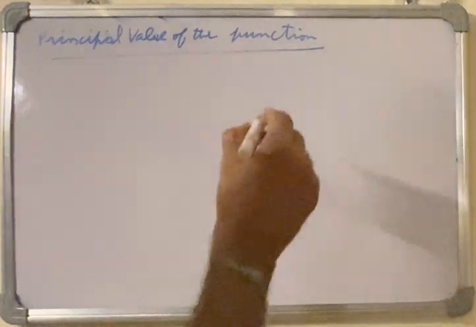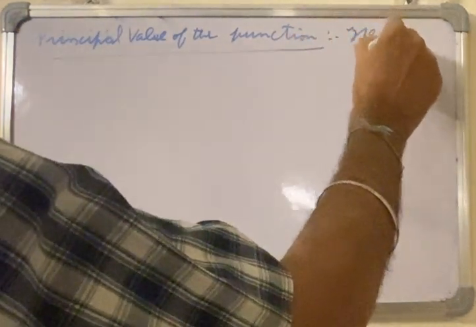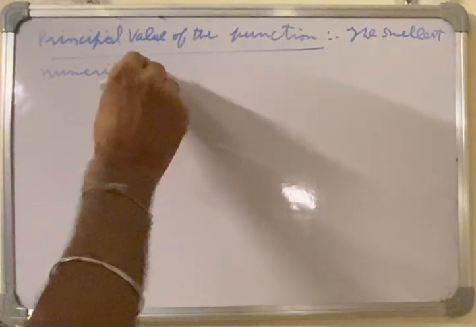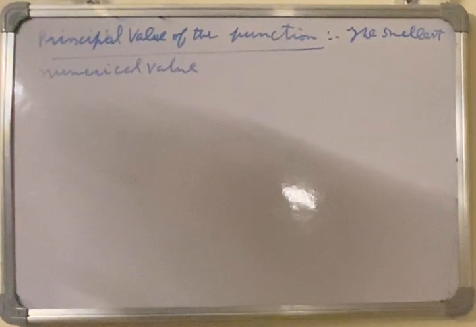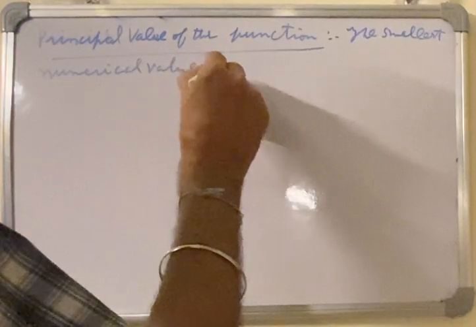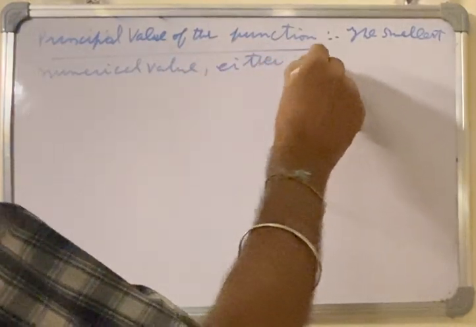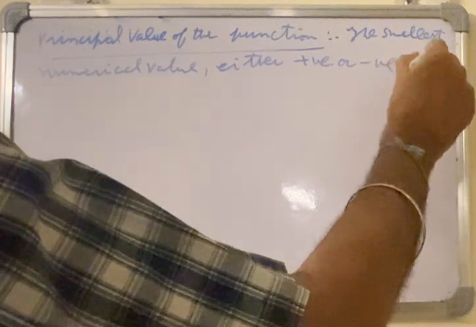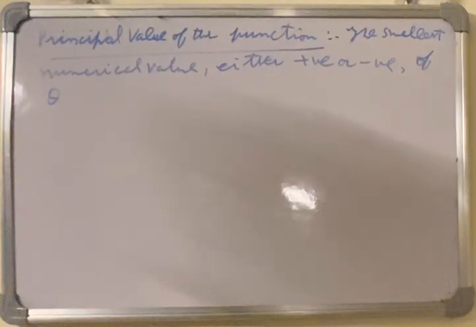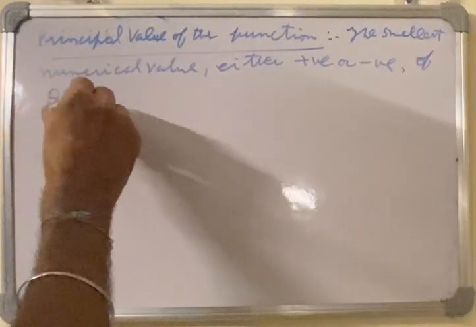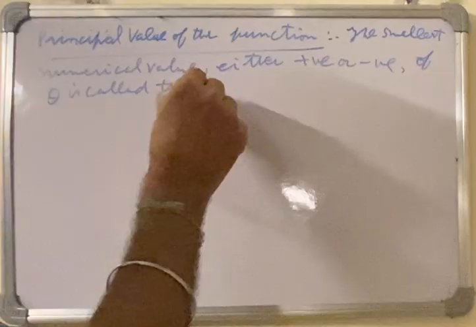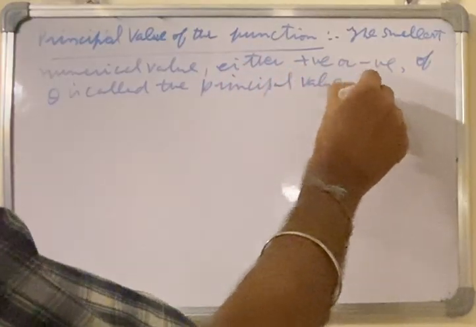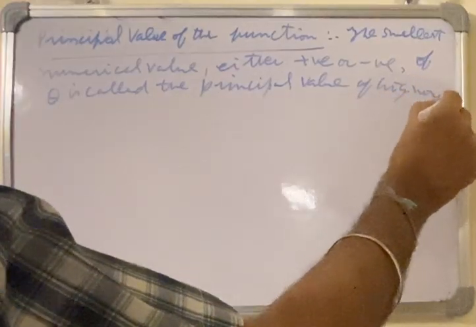The smallest numerical value, either positive or negative, of angle theta is called the principal value of trigonometric function.